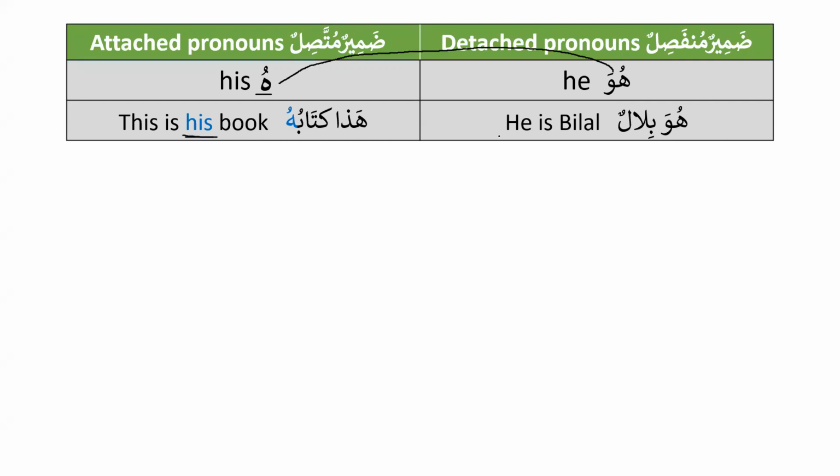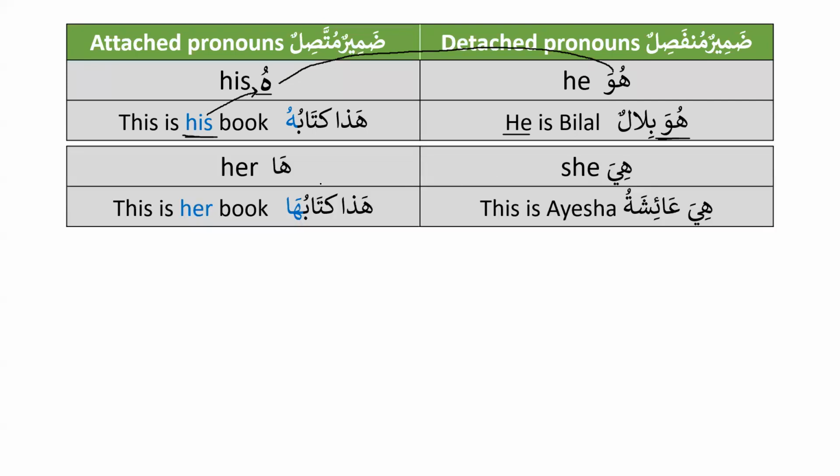So here we are saying he is Bilal, so we say huwa Bilalun. But when we talk about something that belongs to him, for example, the book that belongs to him, we say this is his book. So in English we use his, and in Arabic we will use hu. It will be hadha kitabuhu. This is his book. So for huwa we will use hu, and for hiya we will use ha.